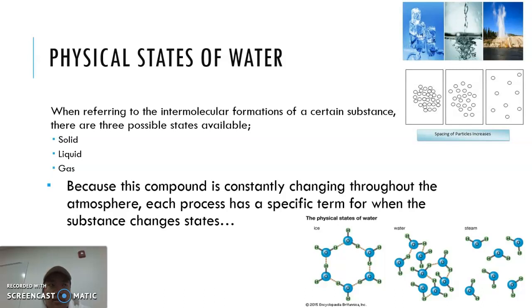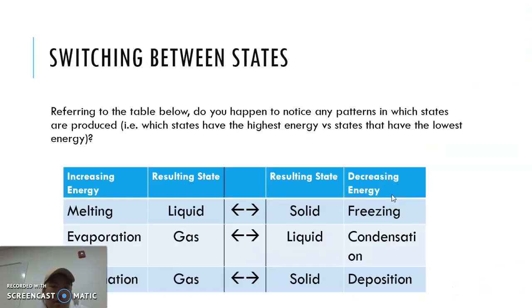because this is constantly changing within our atmosphere, each process has a specific term. Now you may notice here there's not just processes going from solid to liquid or liquid to gas or vice versa. It's completely possible to go from solid to gas or gas to solid, as seen here by sublimation and deposition. That's just when you're experiencing really drastic changes in temperature.